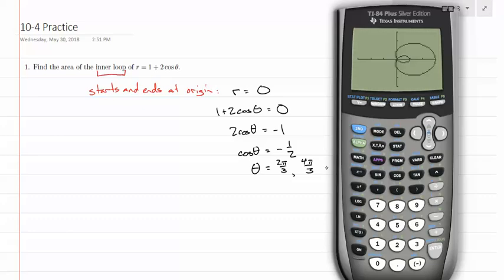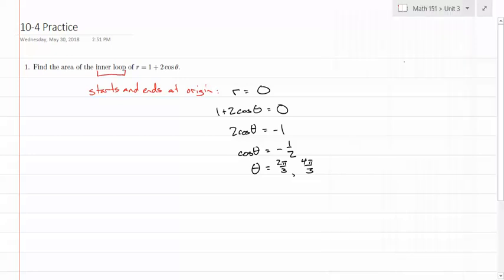Just to verify that, let's change our window. Instead of letting theta go all the way from 0 to 2 pi, let's go from 2 pi over 3 to 4 pi over 3. Let's verify that that range of theta only gives us the inner loop. That's all we want for this problem. And it does. So that's the only part of the graph that we want. We only have to think about the theta values between 2 pi over 3 and 4 pi over 3.